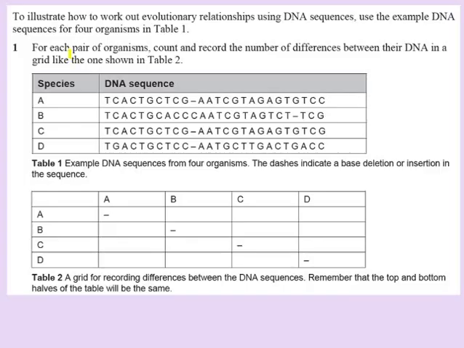Now, I'm going to get you to have a go at this question. So to illustrate how to work out evolutionary relationships using DNA sequences, you'll be using the example of DNA sequences for 4 organisms in Table 1.